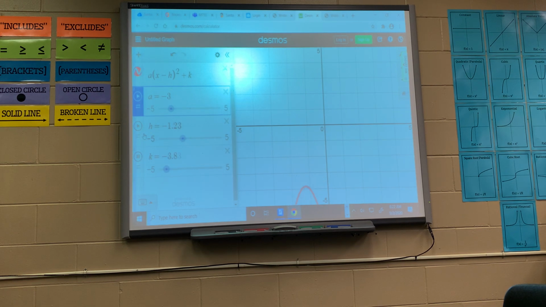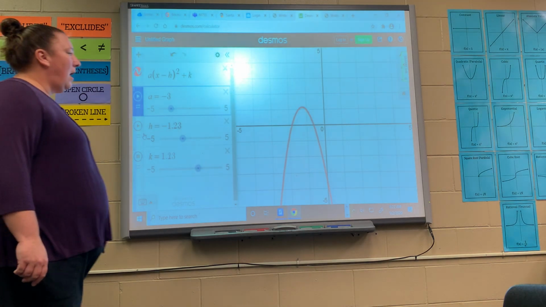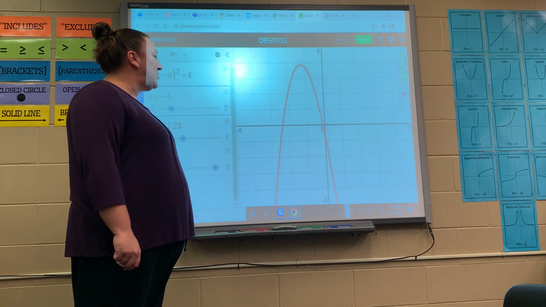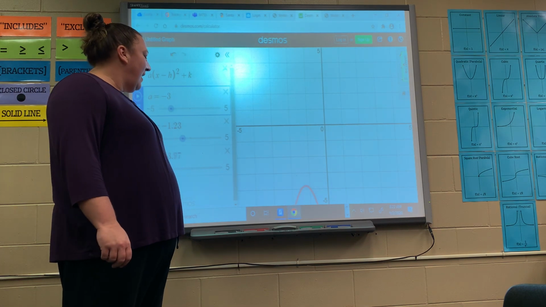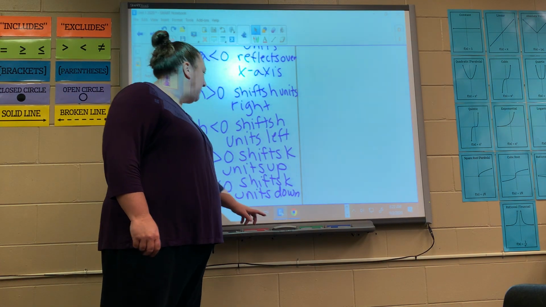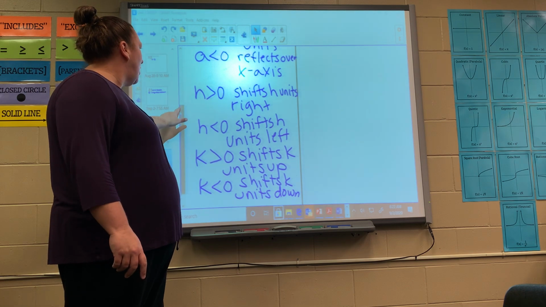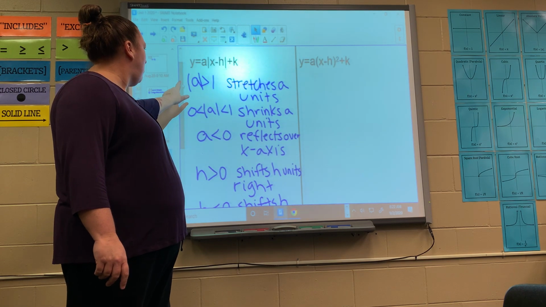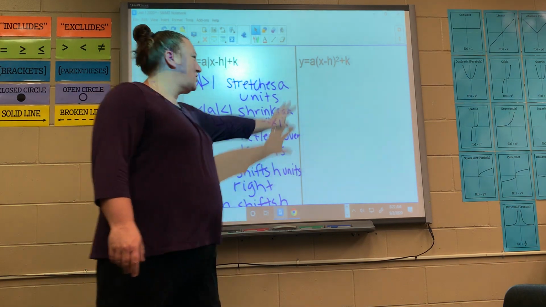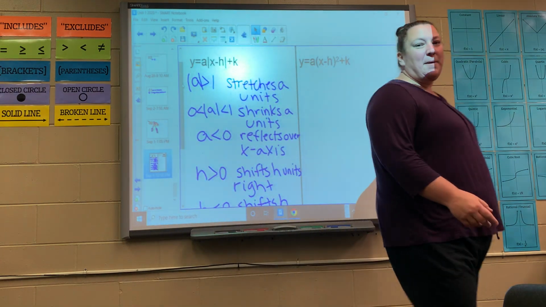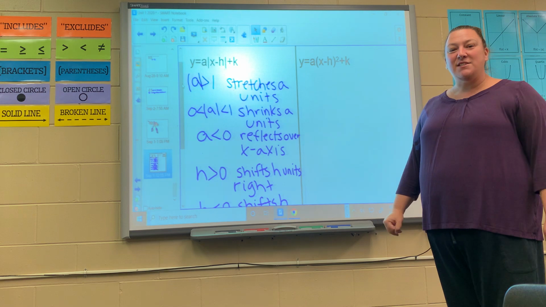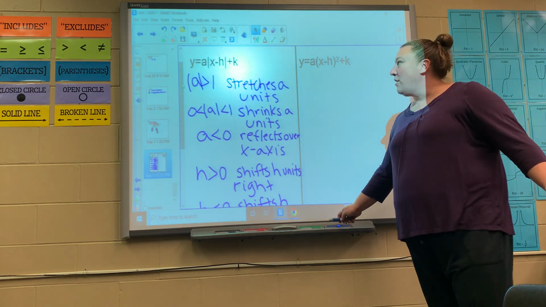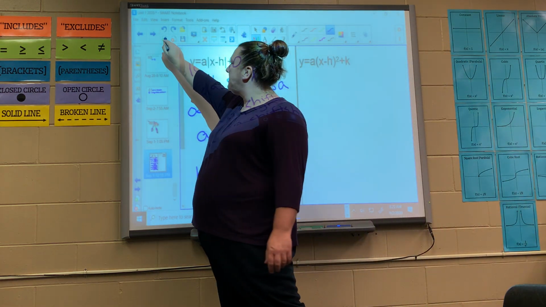And now let's look at what happens with K. Oh, when K is positive, it shifts up. And when K is negative, it shifts down. Isn't that really neat that both of these are the same? So everything that we wrote on this column, I need you to rewrite in this column because all the transformation rules are the same. Now let's talk about what your expectations are for classwork today.